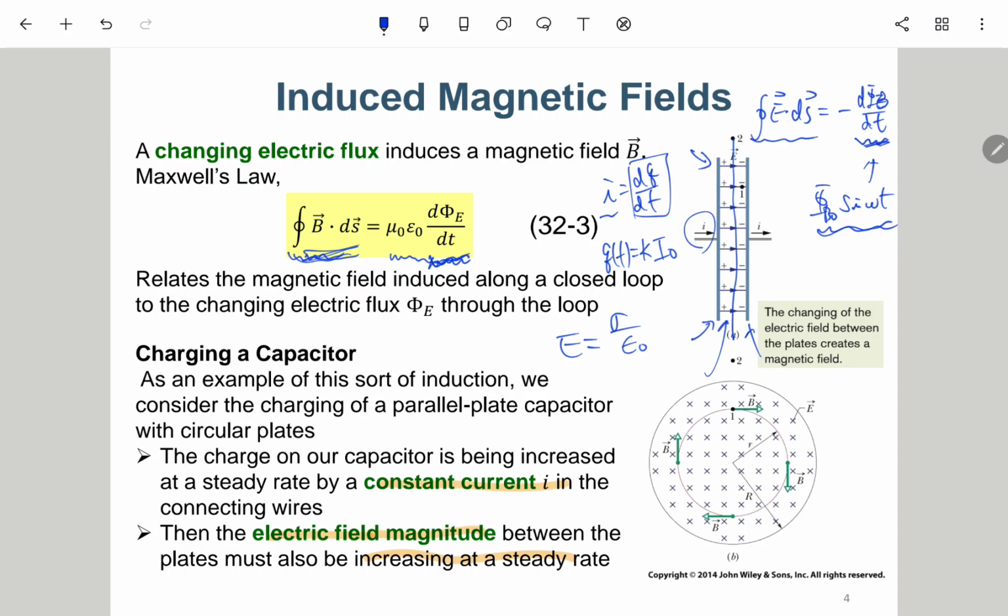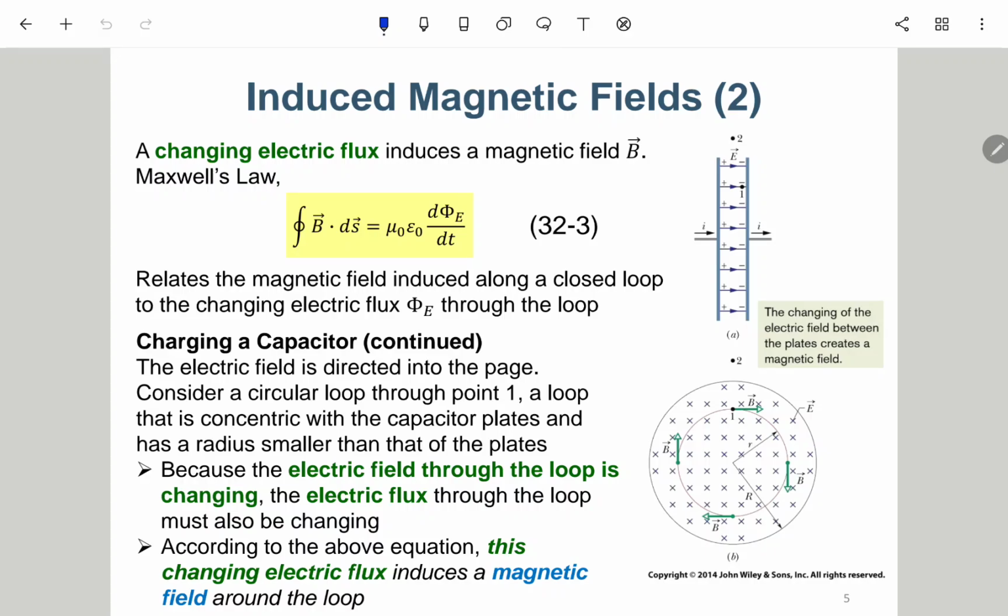Okay, so it has both sides. So sigma over epsilon naught. This sigma is proportional to the Q, and this is a constant. So this E is increased at a steady rate. Okay, so continue. The E field is directed into the page.